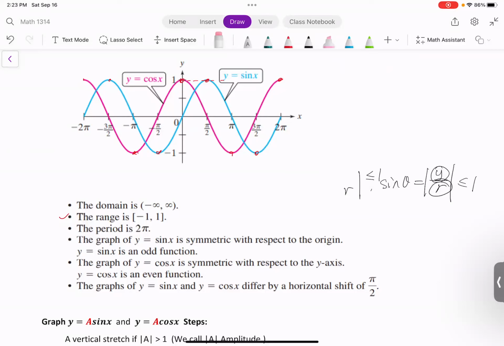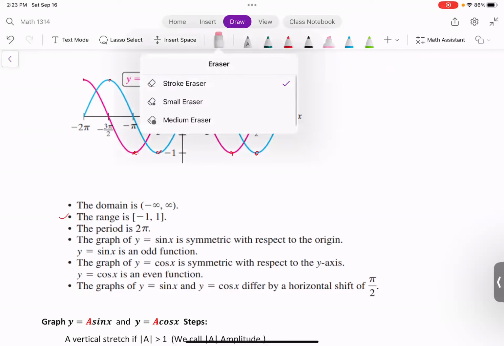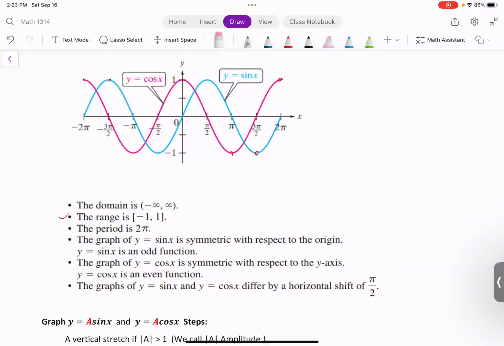All right, you can also see it from the graph. No point will be greater than 1. No point has a y value less than -1. The period of sine and cosine is 2 pi. So after 2 pi, we will have the same cycle.